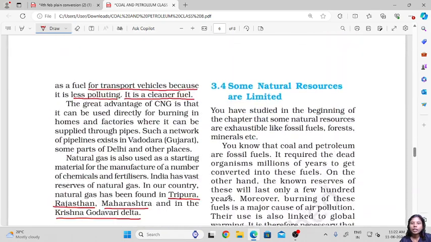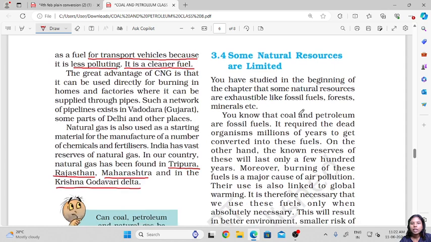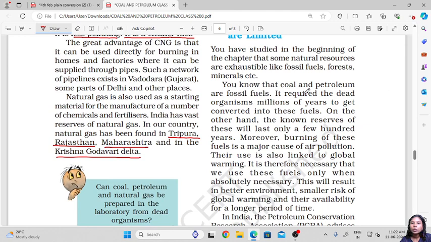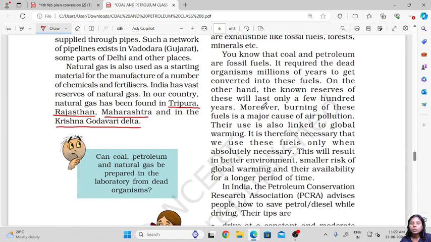Now, some natural resources are limited. So you have studied in the beginning of the chapter that some natural resources are exhaustible, like fossil fuels, forests, minerals, etc. You know that coal and petroleum are fossil fuels. It required the dead organisms millions of years to get converted into these fuels. On the other hand, the known reserves of these will last only a few hundred years.